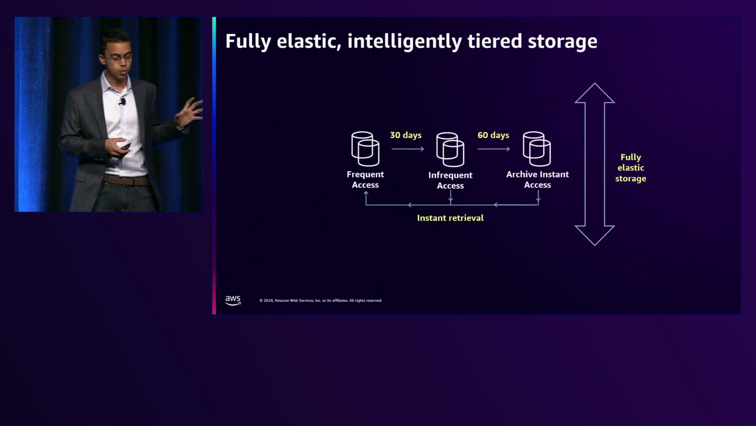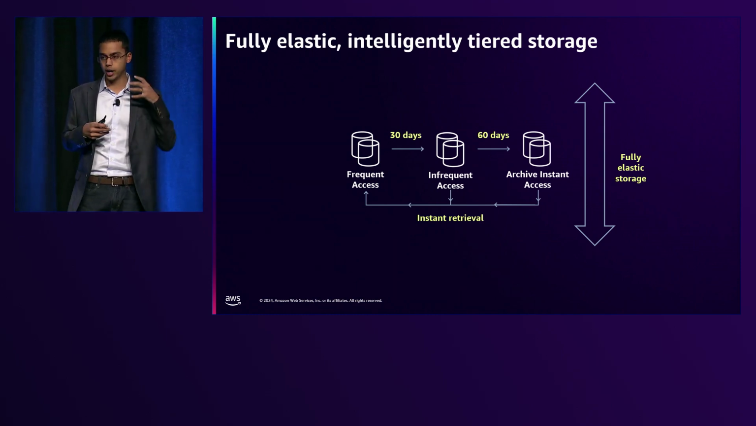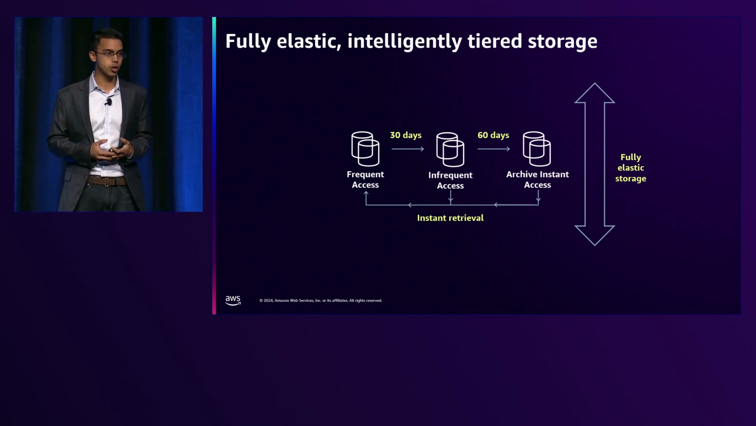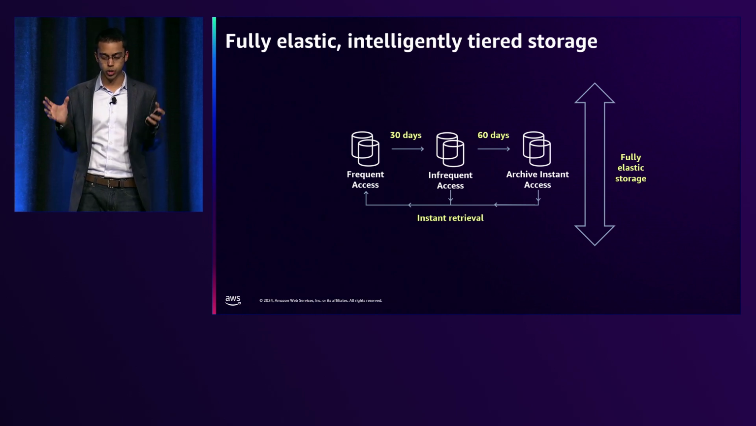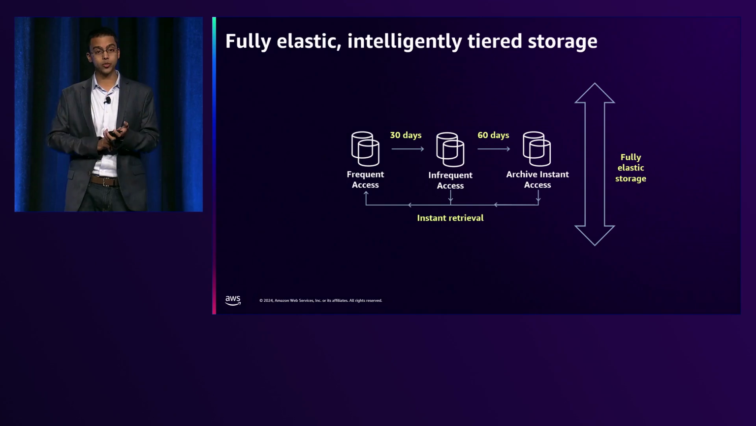So let's talk for a moment about how intelligent tiering works. This is just a quick overview, and I'd point you to the presentation we had yesterday, we have a few breakout sessions, and of course you can access our website or our documentation for more details. But the new storage class comes with 3 built-in tiers. There's frequent access, there's infrequent access, and there's archive instant access.